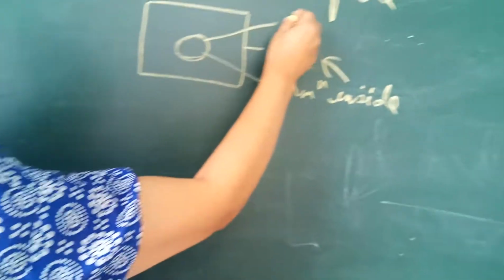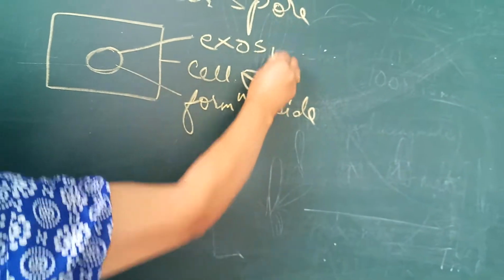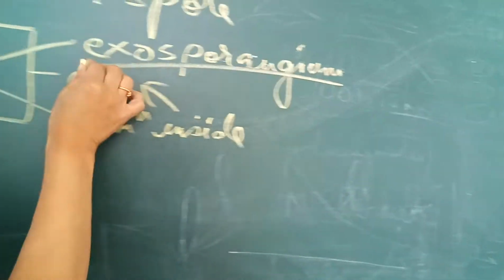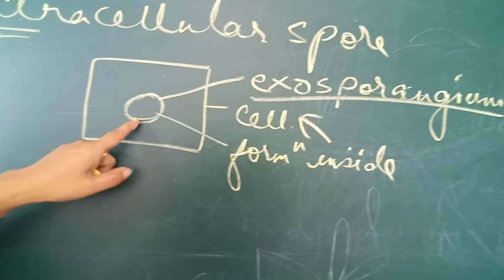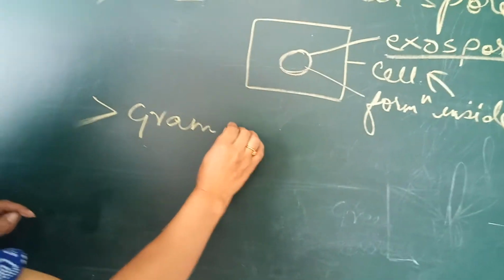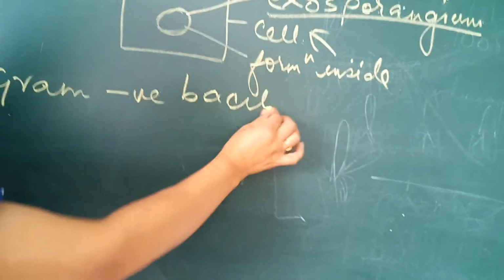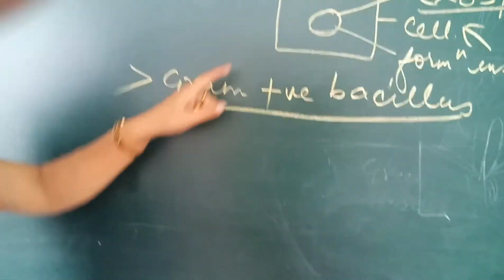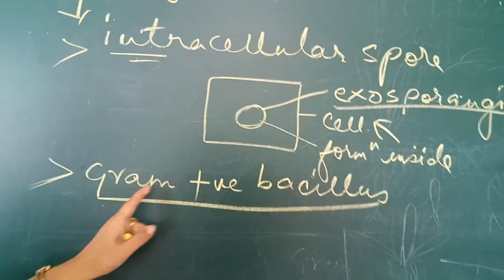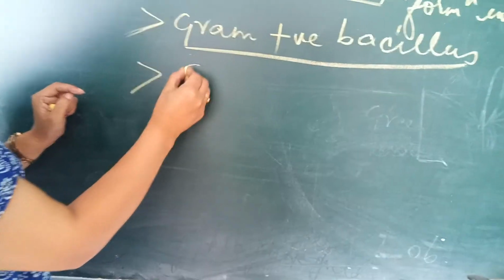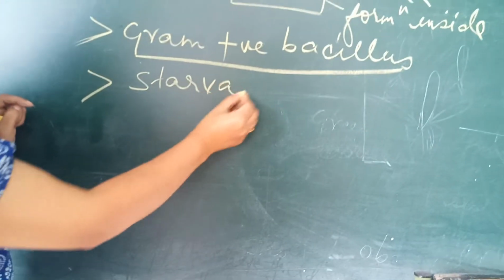Now this endospore is also known as exosporangium. Okay, they are known as exosporangium. Now endospores are mostly formed in gram-positive bacillus. Most of the endospores are formed by these bacteria, the gram-positive bacillus, and these spores are formed during starvation.